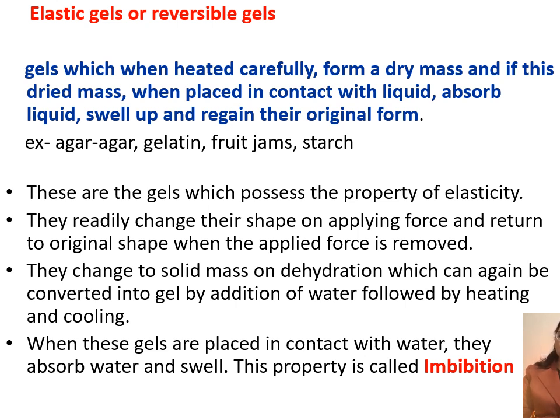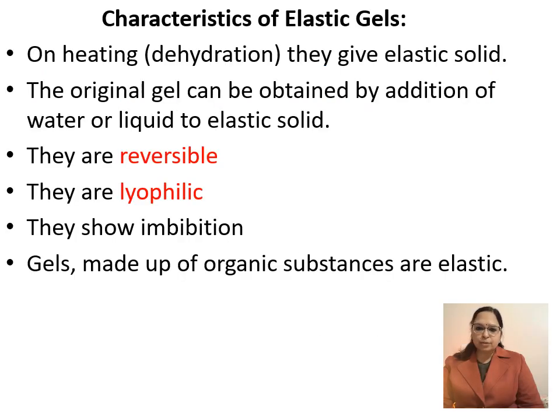So when we heat up the gel carefully, it forms a dry mass. And if this dried mass is again placed in contact with the liquid, it absorbs liquid, swells up and regains its original form. They change to solid mass on dehydration, which can be converted into gel back by addition of water, followed by heating and cooling. So that's why they are known as reversible gels. Now, when these gels are placed in contact with water, they absorb water and swell up. This is a very unique property of gel which is known as imbibition.